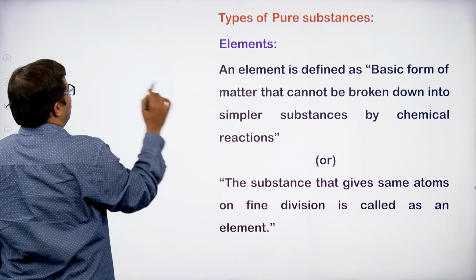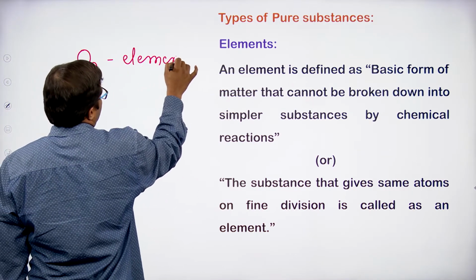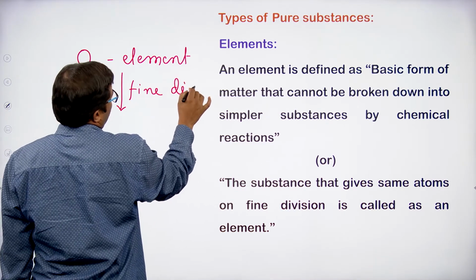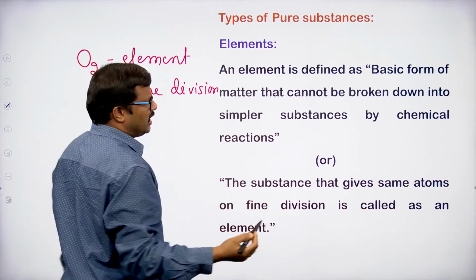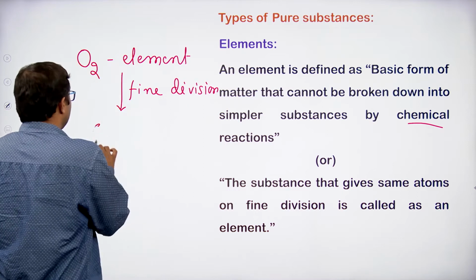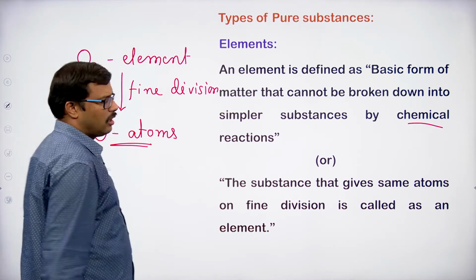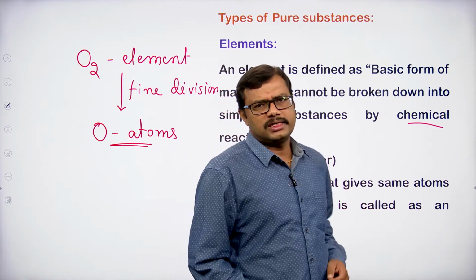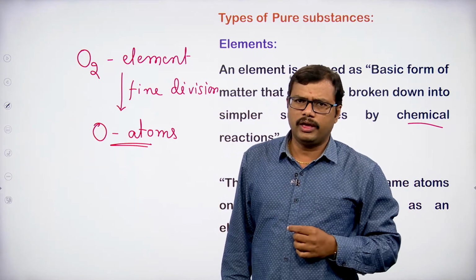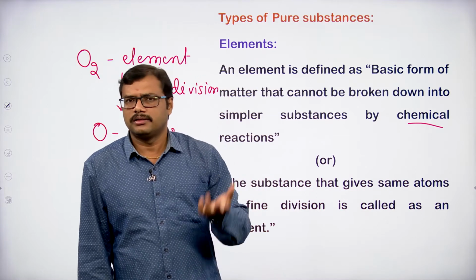For example, if you take the oxygen element, when we go for fine division, if you divide the oxygen element by chemical means, we end up with only one type of atoms. What are they? Oxygen atoms. So, oxygen is a substance on fine division giving only the same atoms, oxygen atoms, and is generally called an element.